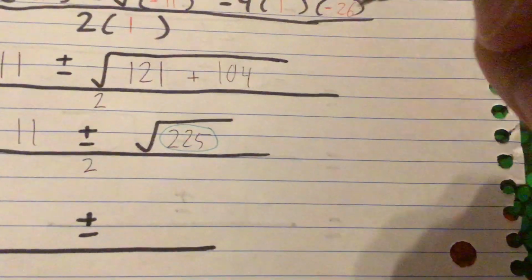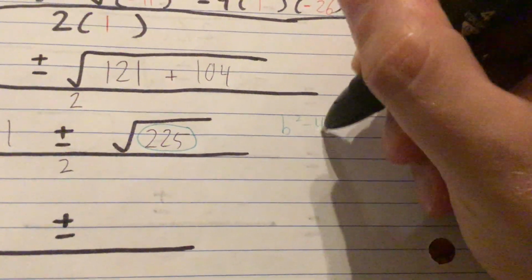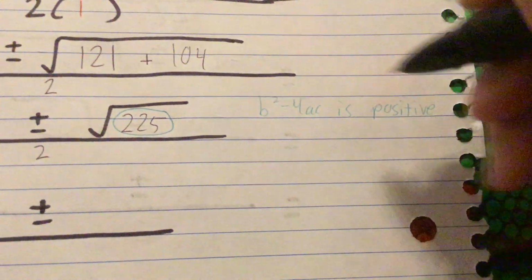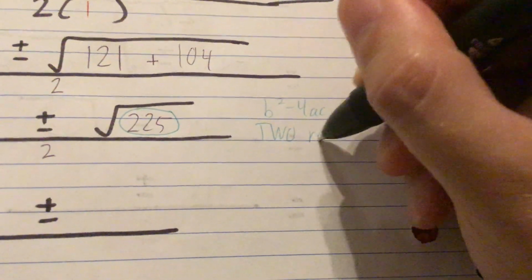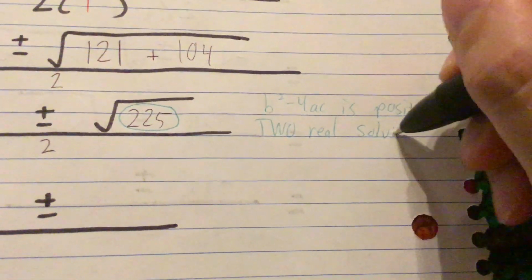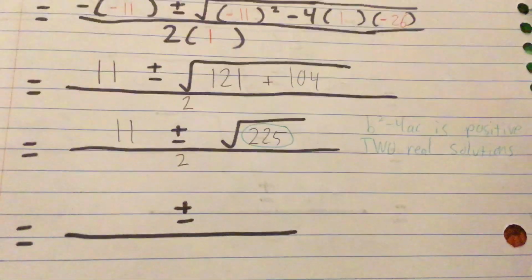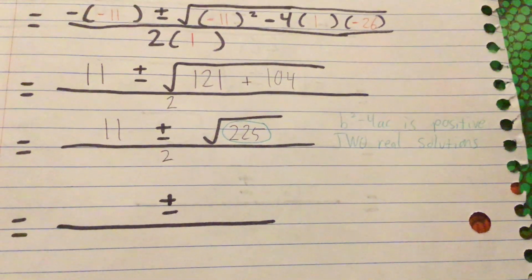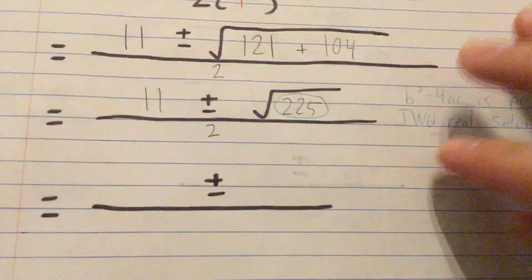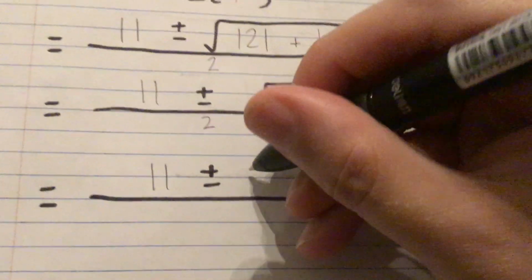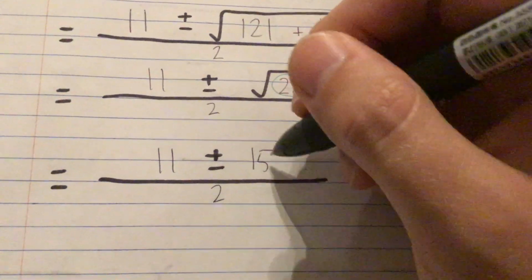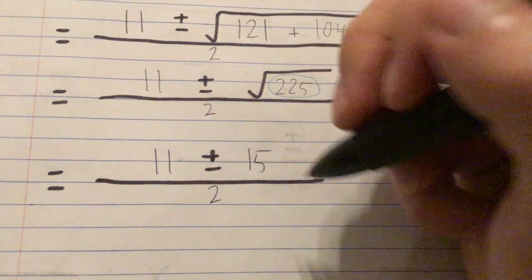Once again, I take a little pause, and now that I've got this discriminant, I know that b squared minus 4ac is positive, so that is an indicator that there are going to be two real solutions. In other words, there's going to be an x1 and an x2. There's going to be two x values that make this equation equal to 0. So now, without further ado, we figure out what the square root of 225 is, and it is 15. So now I've got two expressions, 11 plus 15 over 2, 11 minus 15 over 2.